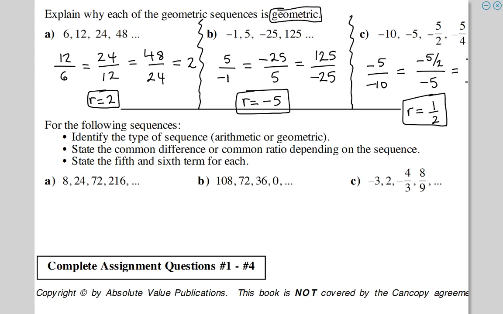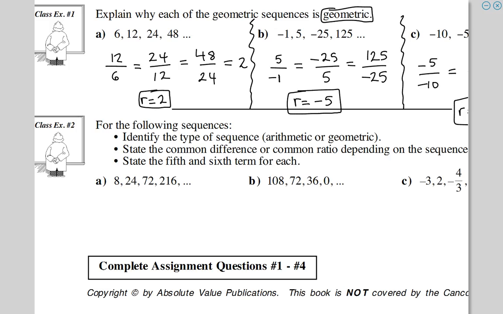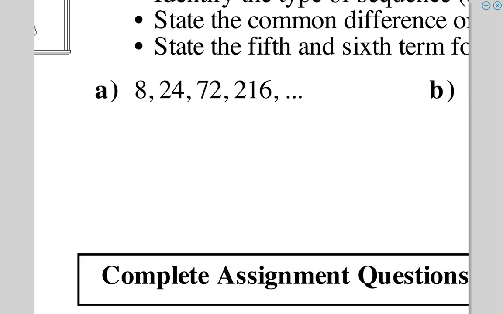So for these next 3 sequences, please identify the type of sequence, whether it's arithmetic or geometric. State the common difference or common ratio, depending. And then state the 5th and 6th terms. So no formulas involved. Let's just pretend we're in elementary school and we're working with patterns. So let's take a look. What is this going up by if it was arithmetic? No. If it was arithmetic.